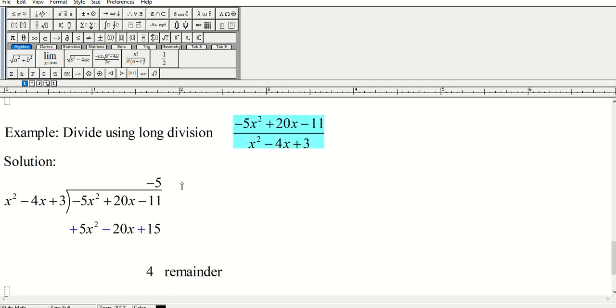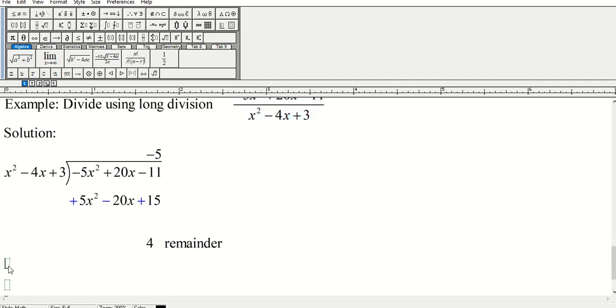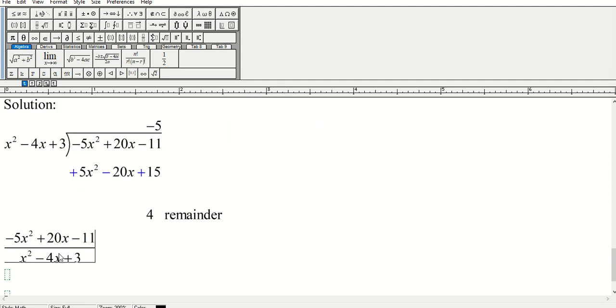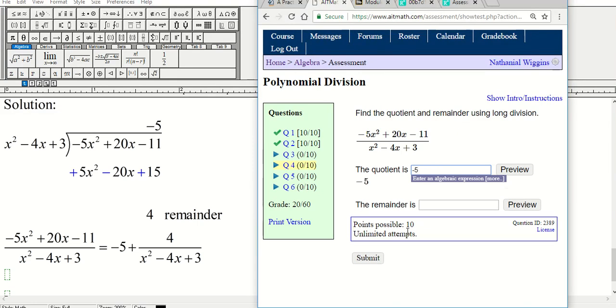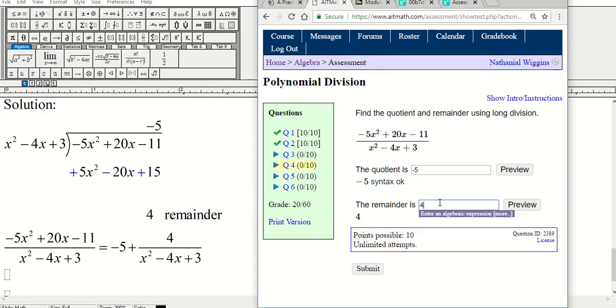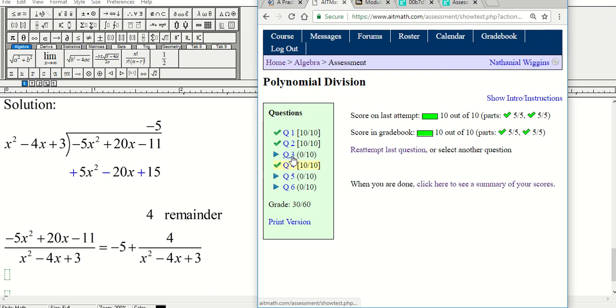So this thing, after all that, equals -5 and then 4 over this. You see how we do this? So this thing's going to be -5, and then this thing's going to be a 4, and I guess that was it. Okay.